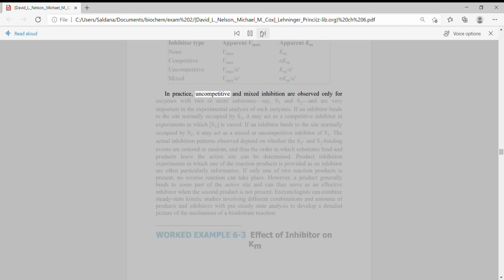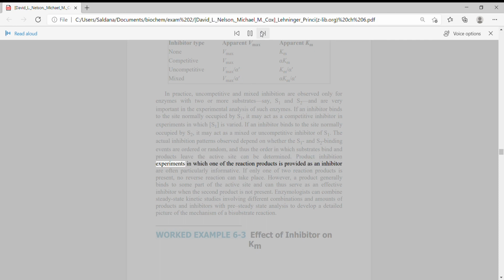In practice, uncompetitive and mixed inhibition are observed only for enzymes with two or more substrates, say, S1 and S2, and are very important in the experimental analysis of such enzymes. If an inhibitor binds to the site normally occupied by S1, it may act as a competitive inhibitor in experiments in which S1 is varied. If an inhibitor binds to the site normally occupied by S2, it may act as a mixed or uncompetitive inhibitor of S1. The actual inhibition patterns observed depend on whether the S1 and S2 binding events are ordered or random, and thus the order in which substrates bind and products leave the active site can be determined.